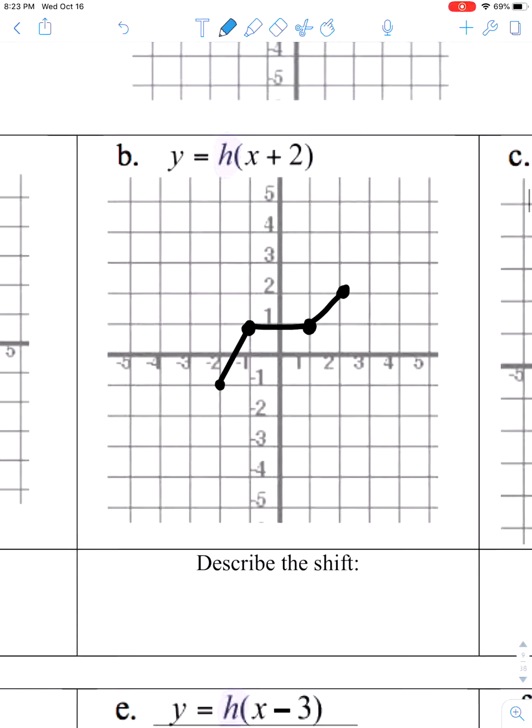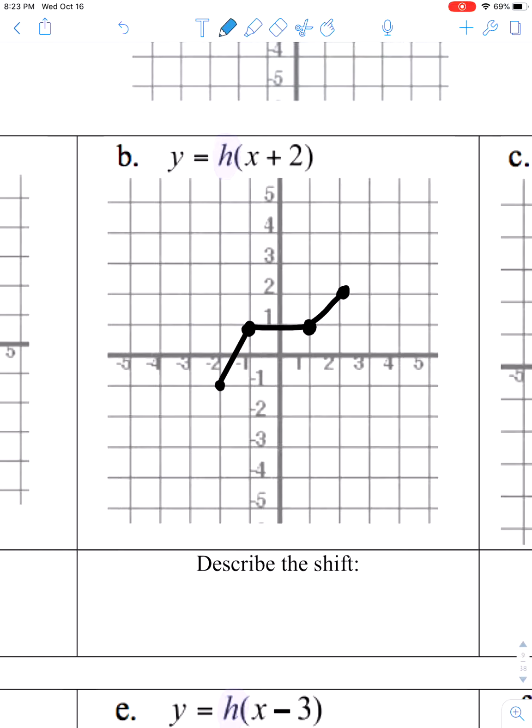Let's take a look at problem B. Since our shift is inside our parentheses, I know that's a horizontal shift, and that's either going to be left or right. But recall that if it's inside our parentheses, it's the opposite of what we see. So the plus 2 is actually going to mean move to the left 2. Because again, inside our parentheses is supposed to be the opposite.